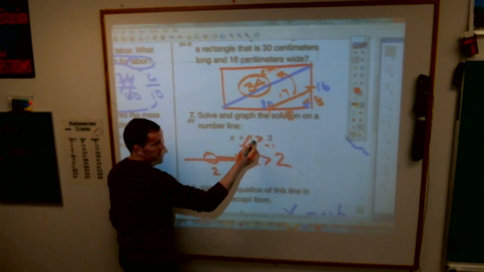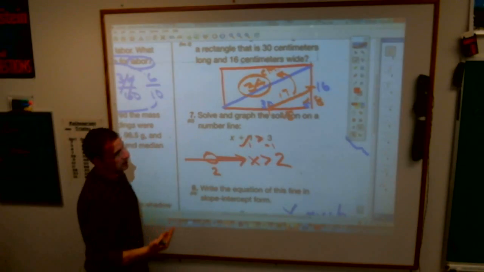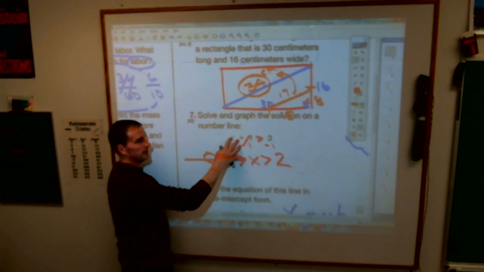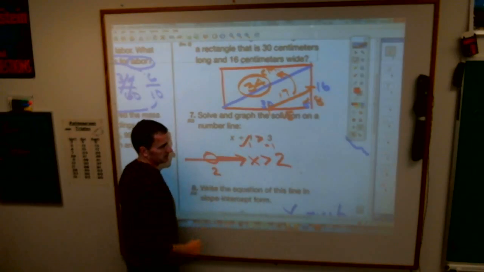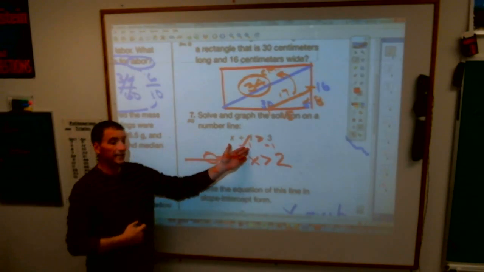Inequalities, which is what this is, are solved the same way that equations are. You get the letter x by itself by doing the opposite. If this had been a minus 1, then I would add 1. It's a plus 1. Drew?